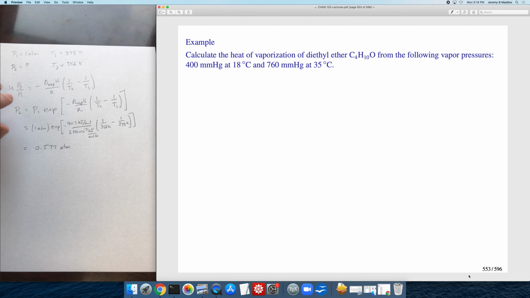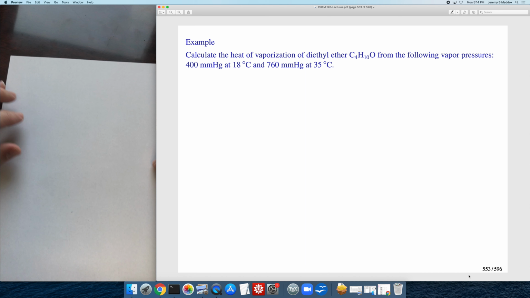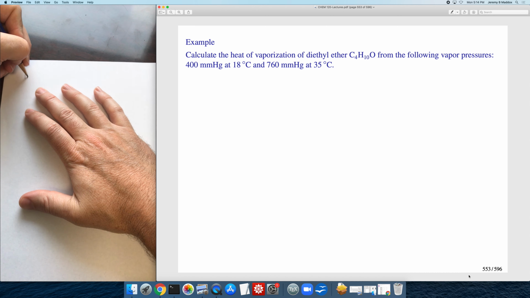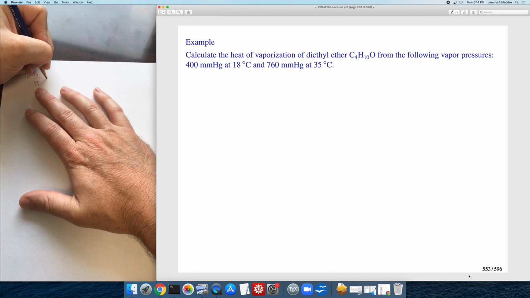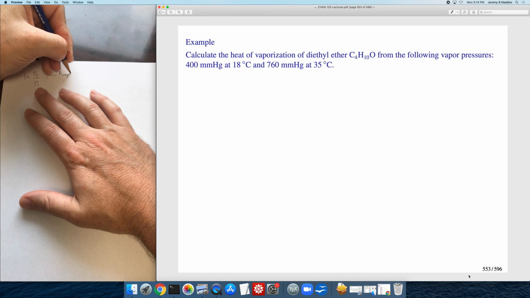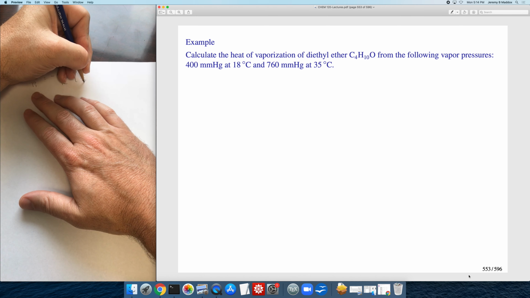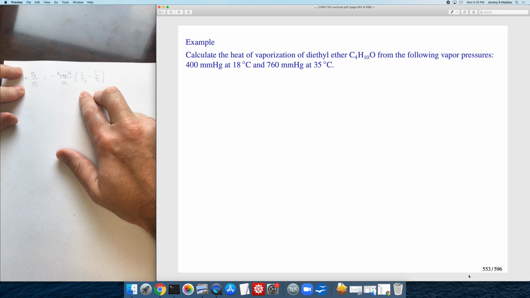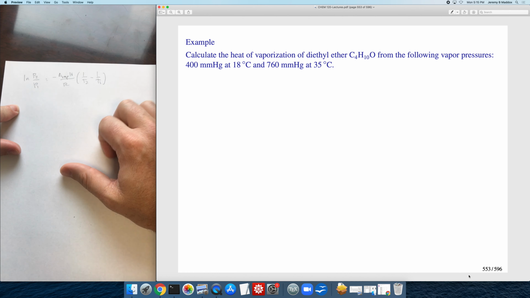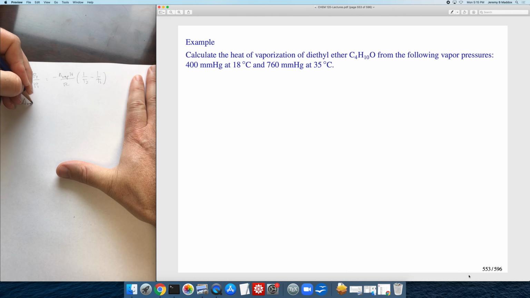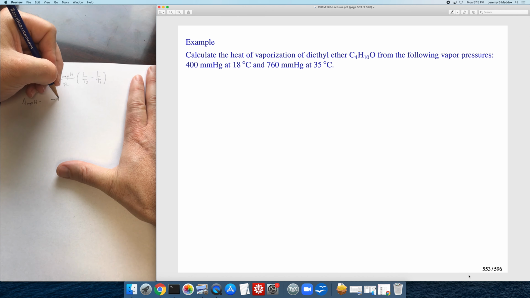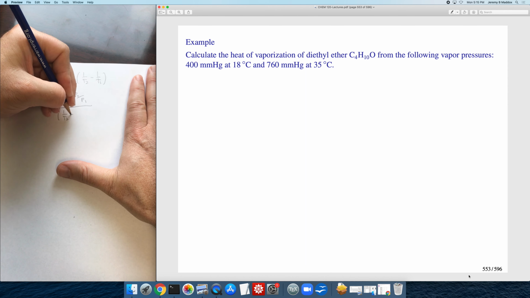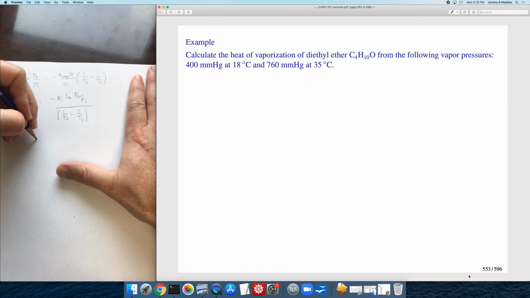This problem here involving the diethyl ether is a little bit different. We're being asked to calculate the enthalpy of vaporization. So do a little bit of algebra first. So here's the equation again. This time they give us 2 temperatures and 2 pressures, and they want us to find the enthalpy of vaporization. So I'm going to solve for that first, just using some algebra. And then you want to substitute in the numbers.